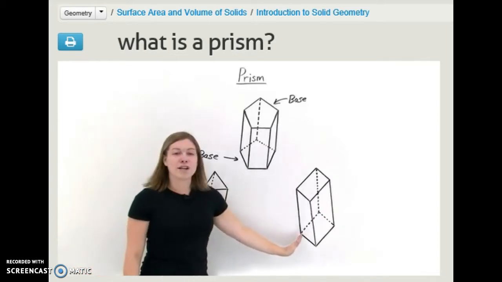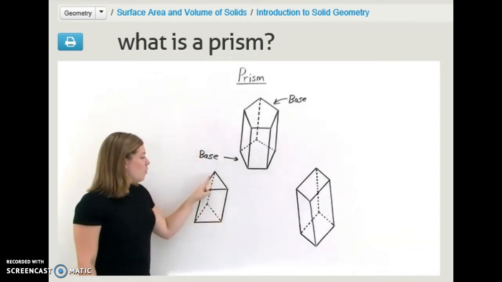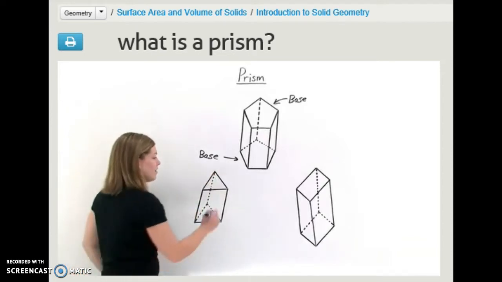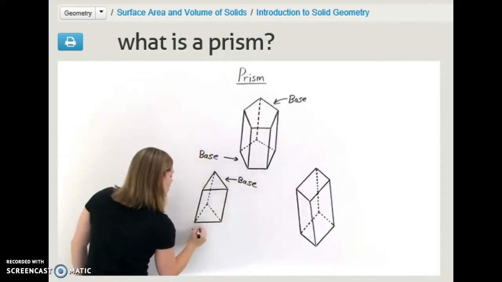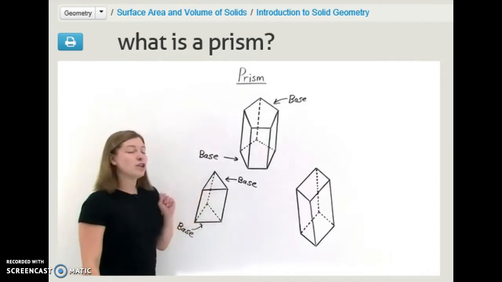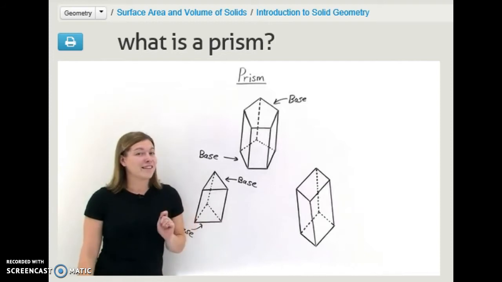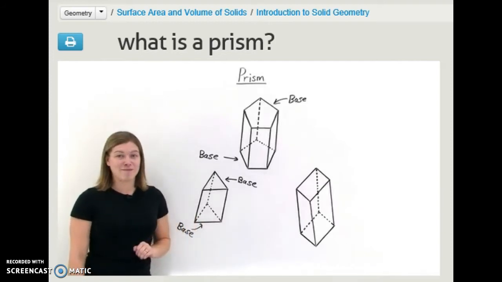Here are two more types of prisms. Let's look at each of them. Here, we have two bases again. This one and this one. They're both shaped like triangles. So, we have a base here and a base here. These two congruent triangles are the two bases of this prism. And since our bases are shaped like triangles, this is called a triangular prism.